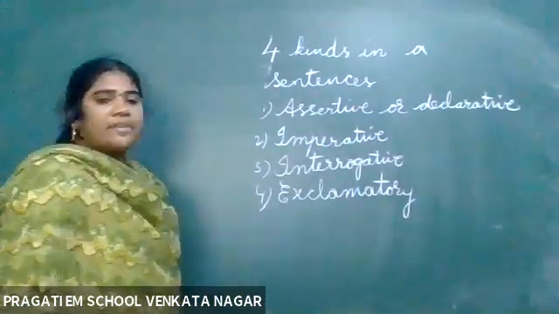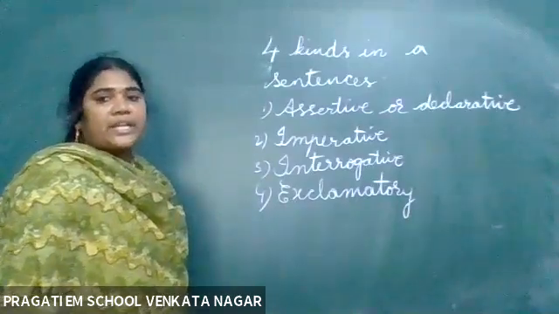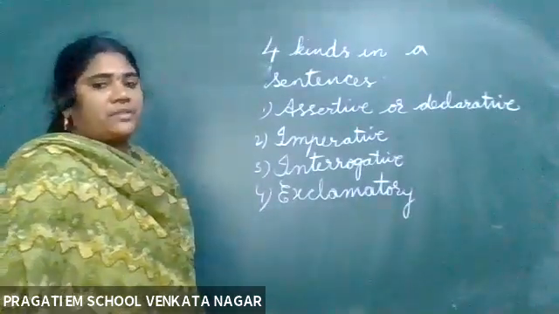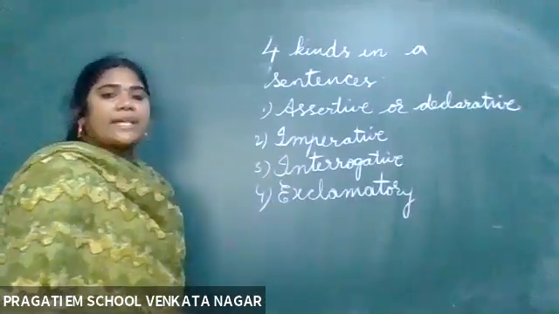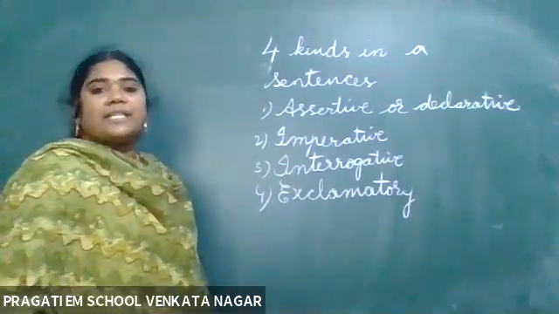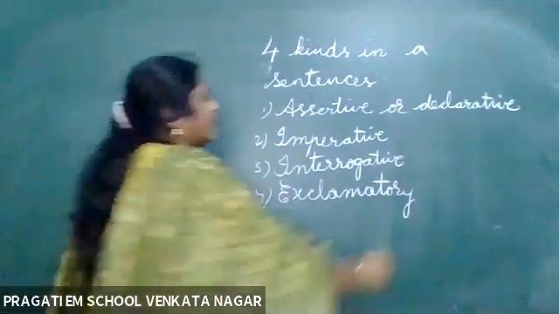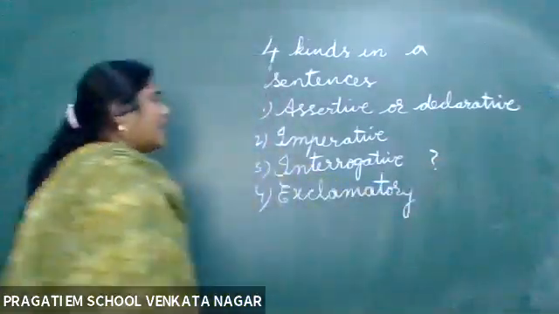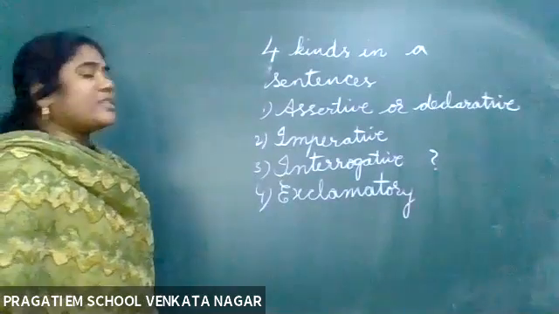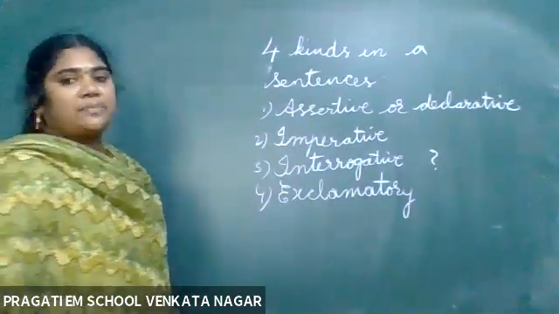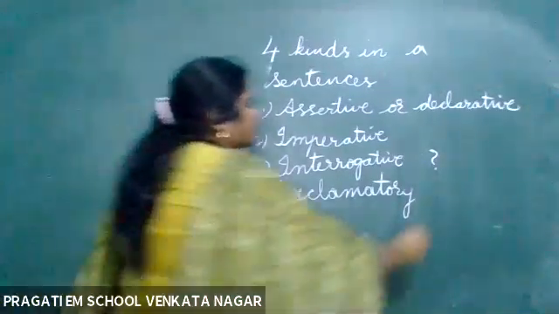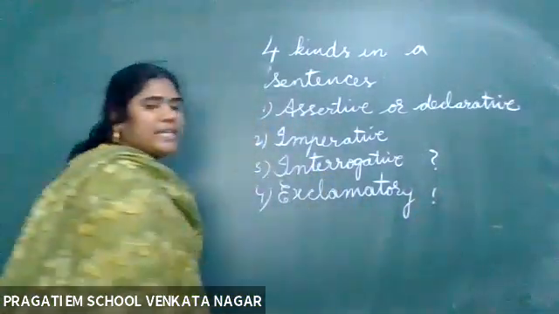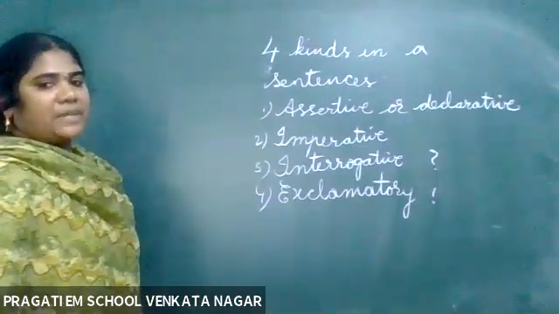Coming to the third one, interrogative sentence. Interrogative means asking a question. Interrogation means what? Asking a question. It starts with a capital letter and ends with a question mark. An exclamatory sentence gives a sudden feeling of joy, surprise, sadness. Here it starts with a capital letter and ends with an exclamation mark.